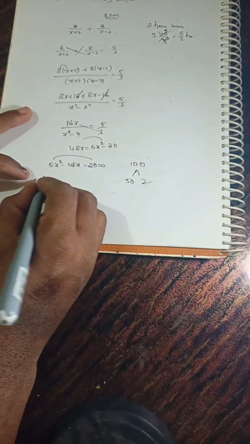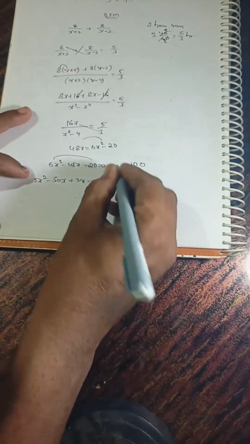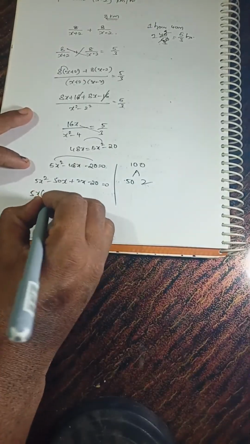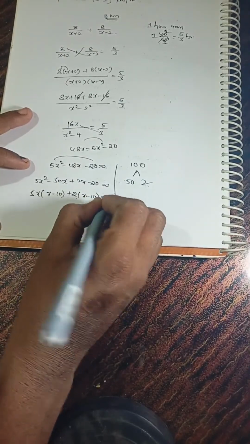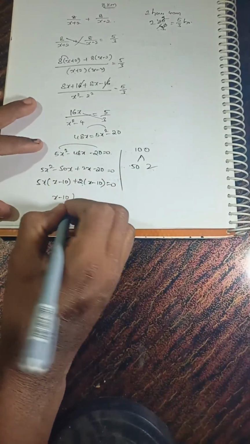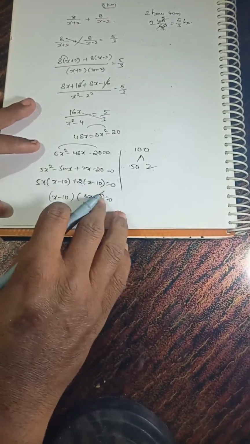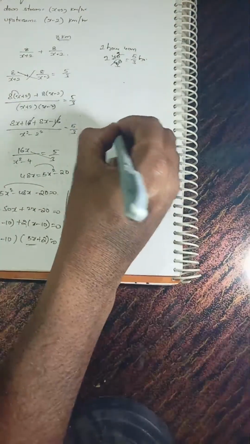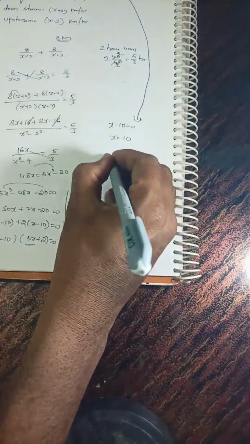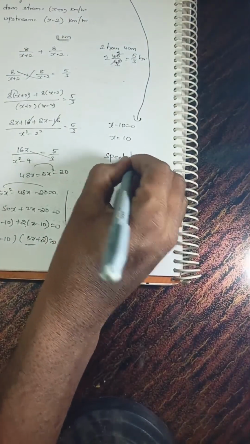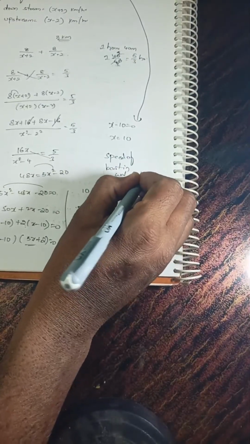See how I am writing. 5x square minus 50x plus 2x minus 20 equals 0. Taking 5x common, x minus 10, plus 2 common, here also x minus 10, equals 0. One factor is x minus 10, another is 5x plus 2 equals 0. This we are not going to take, because you are going to get a negative answer. x minus 10 equals 0, so x equals 10. What is the speed of the boat in water? The speed of the boat in water is 10 kilometers per hour.